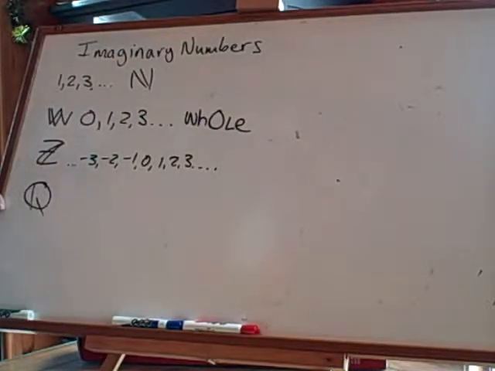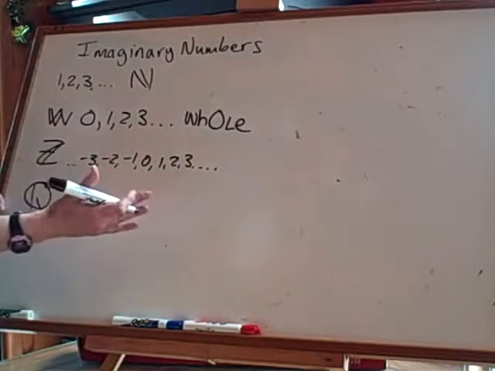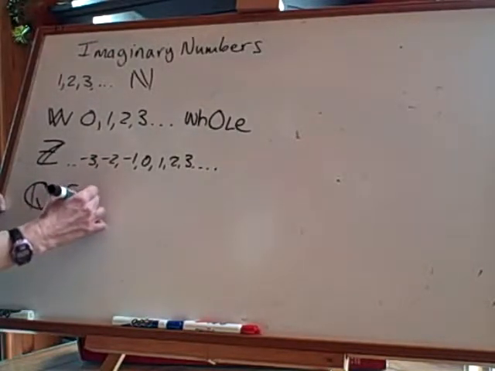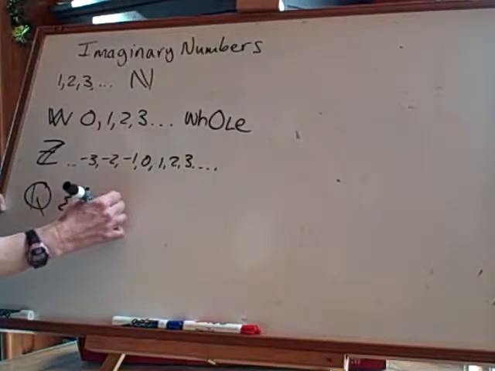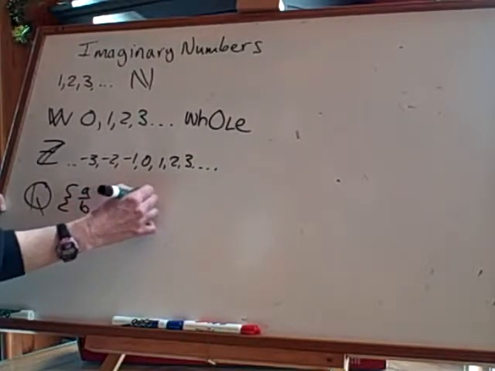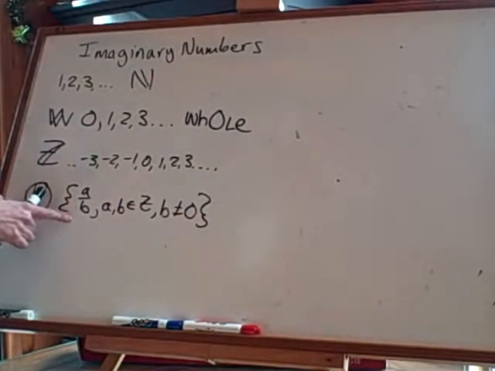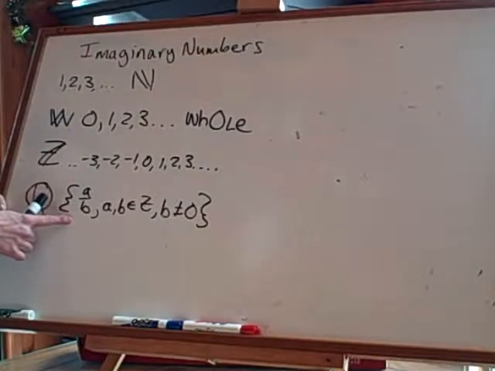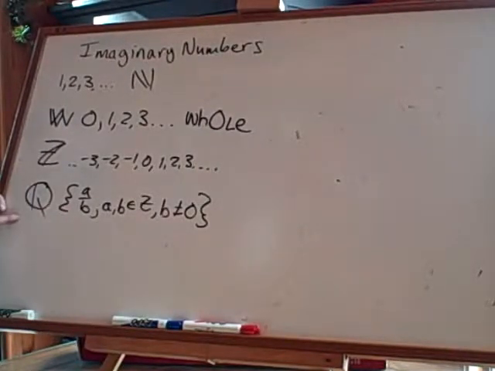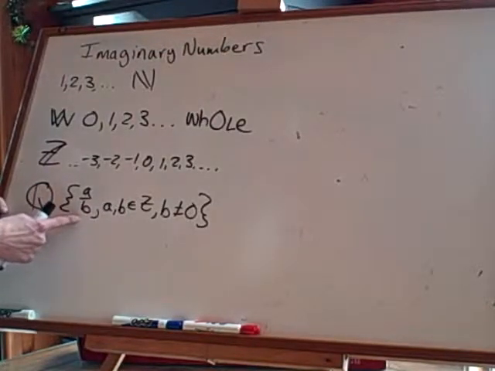Q stands for rational. The reason the Q is there is because of the word quotient, because when you divide, you get a quotient. Here's the formal definition: a over b, such that a and b are elements of the integers and b is not equal to 0. Basically, anything that can be written as a ratio of integers is a rational number. If you can write it like a fraction, decimal, or percent, it's rational. The only rule that doesn't work is if b is 0. If you have 0 in the denominator, it's not rational because it's undefined.